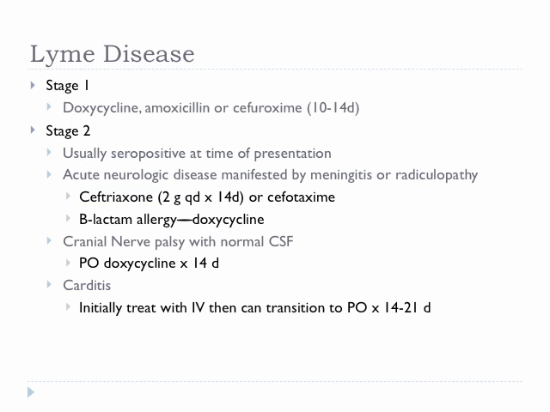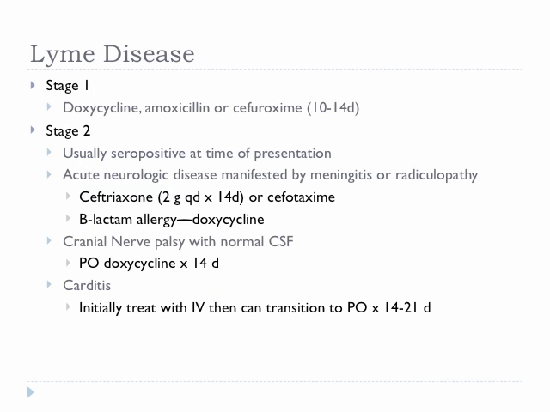They need ceftriaxone for 14 days. If they have a beta-lactam allergy, they could get IV doxycycline because of its good bioavailability. If they have carditis, they need 21 days of treatment. You initially could treat with IV. When their AV blocks or heart blocks resolve, you can transition to PO.